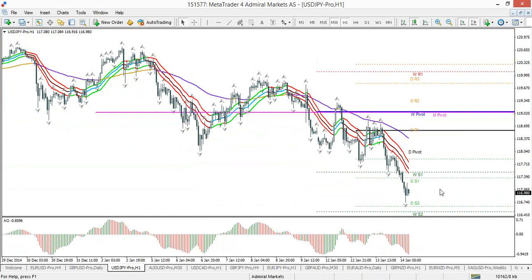Let's take a look on the hourly. We've reached the daily S2. So besides the weekly and the daily trend, we also have some intraday levels. Price has already reached pretty decent levels within the day. There could be some downside left still, but it has moved down quite substantially already, and it's reaching what we would typically consider quite far levels, like the daily S2.